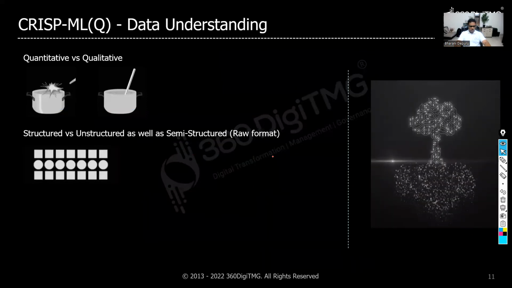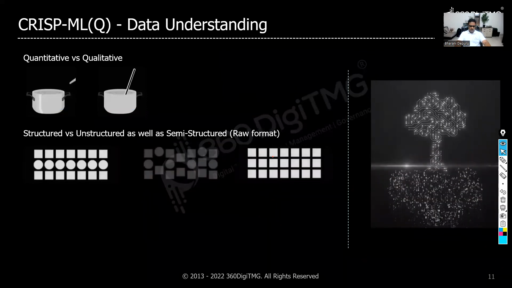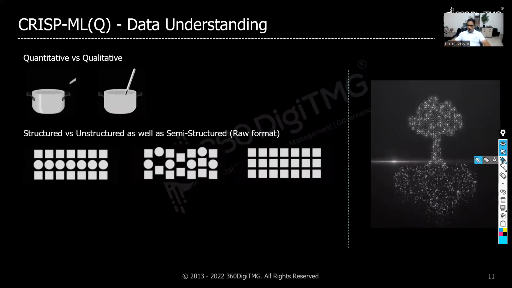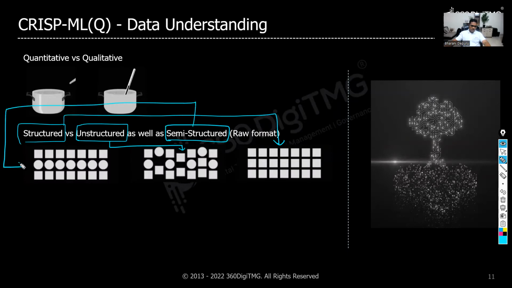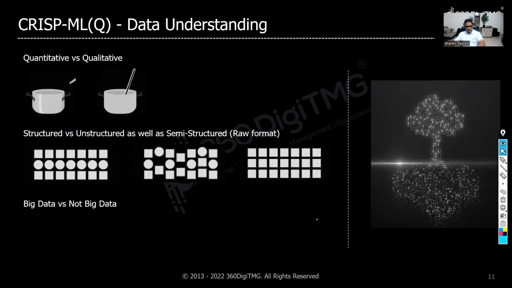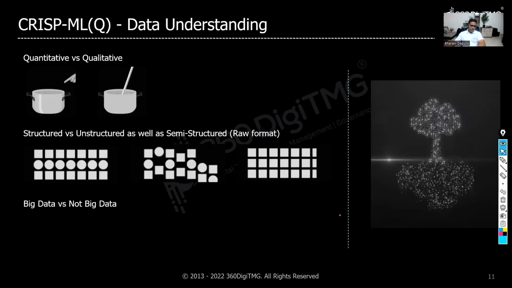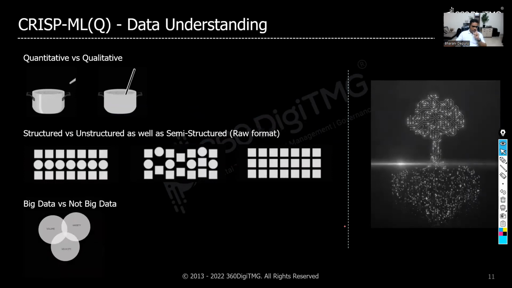So you have structured data. I would call this structured data. Example. This would be an unstructured example. And then you have semi-structured data. And this is the example pertaining to that. Okay. And now we have big data versus non-big data.